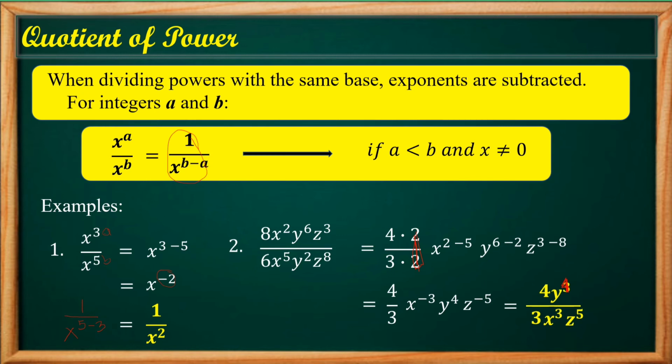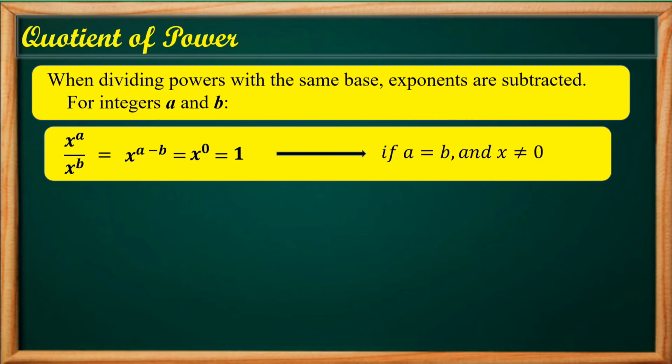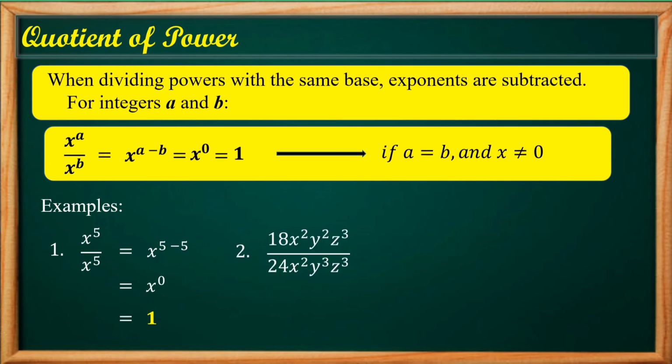Okay, how about on the third condition? The third condition for the quotient of a power is this one. If a and b is equal, a is equal to b. Example, x raised to 5 over x raised to 5 directly. X raised to 5 minus 5, just subtract the exponent, the result is 0. Directly, it is 1. Remember, the condition is any number raised to 0, the answer is 1.